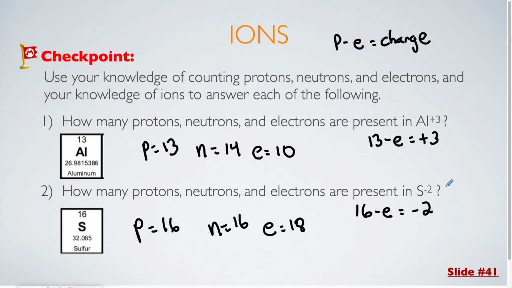If you want to check yourself, for positive ions, your electrons should always be going down. They should be less than the protons. For a negative charge, your electrons should always be higher than the protons.